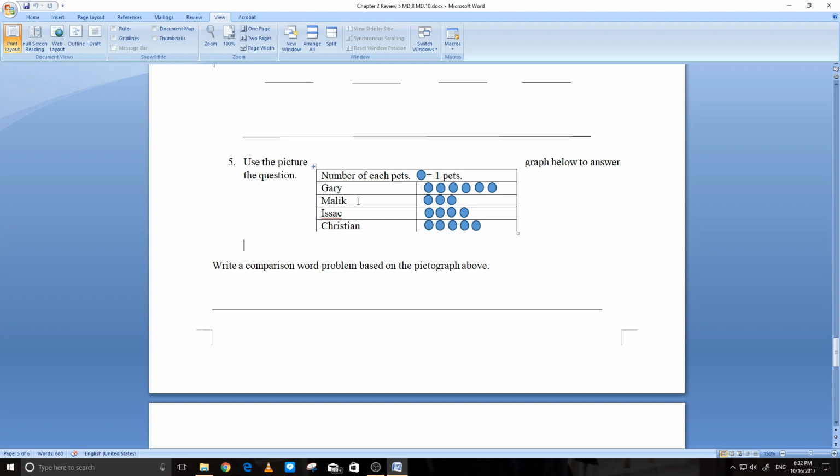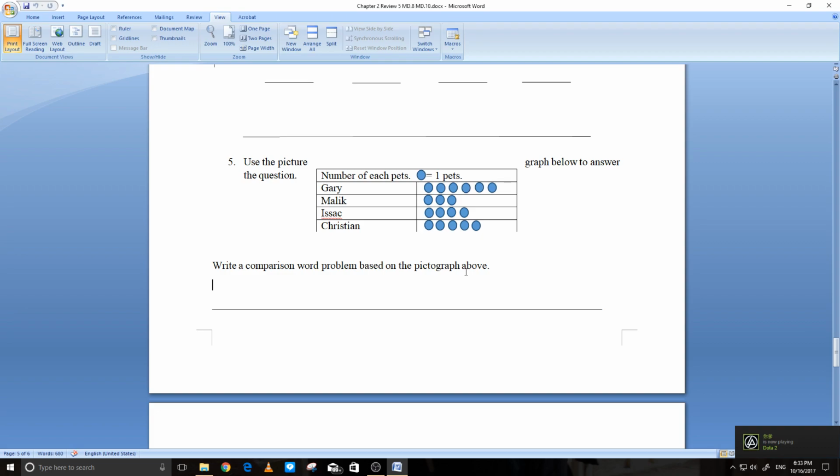Any type of question that is calling on you to compare, because the word comparison is here, two different people's pets would work. You could say compare the number of pets Isaac and Christian have. Who has more, who has less. It doesn't essentially matter. Whatever you want it to be, you could write it.